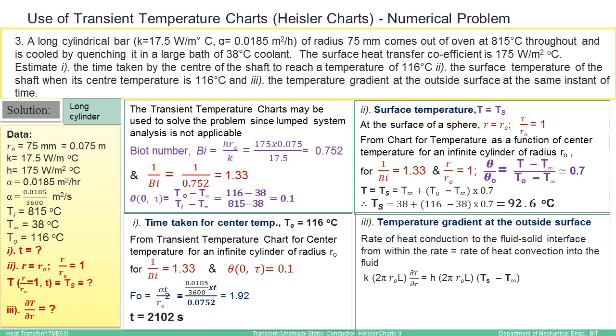This equation is further reduced because the area 2 pi R naught L is the same in both the LHS and RHS. We get dou T divided by dou R, which is the temperature gradient at that surface, equal to H by K into Ts minus T infinity. Since we know the values of H, K, Ts and T infinity, we can get the temperature gradient at the surface as 546 degrees Celsius per meter.